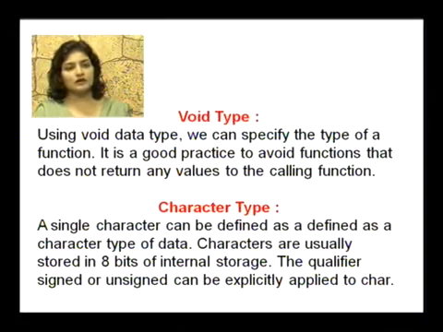Then the next is the character type. A single character can be defined as character type data. Characters are usually stored in 8 bits of internal storage. The qualifier signed or unsigned can be explicitly applied to char.